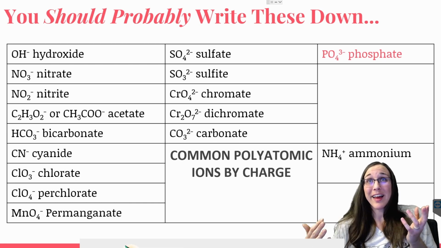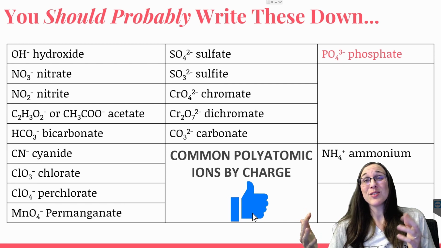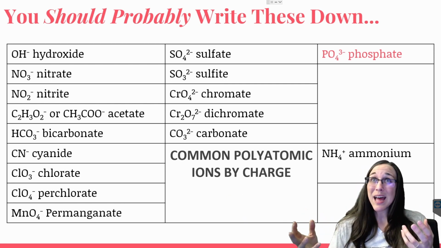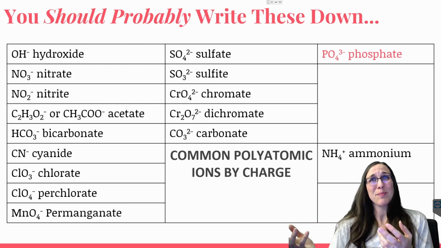If you haven't already, these are the very common polyatomic ions you should have written down somewhere, or print them out for all I care. Get them down somewhere so that you can reference them and use them every time you're naming and dealing with polyatomic ions in general. It's just a good idea.